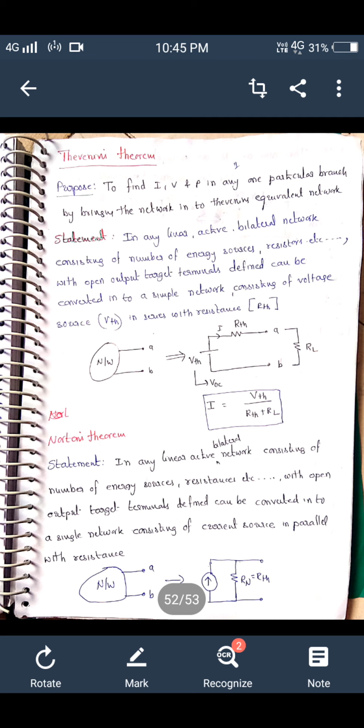After calculating RTH, connect the Thevenin's equivalent network, meaning a voltage source VTH connected in series with RTH. To that network we connect in series the load resistor, where we need to find the current. After connecting, by using the formula I equals VTH divided by RTH plus RL, we calculate the current flowing through any particular resistor. After solving the problem, if you want to verify, you apply the same network with mesh or nodal analysis.